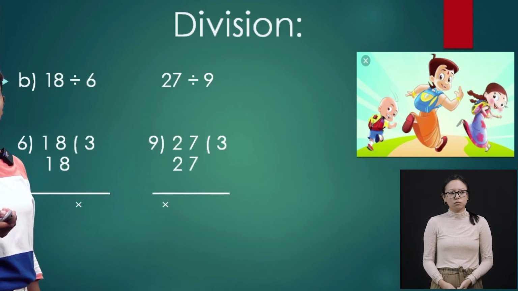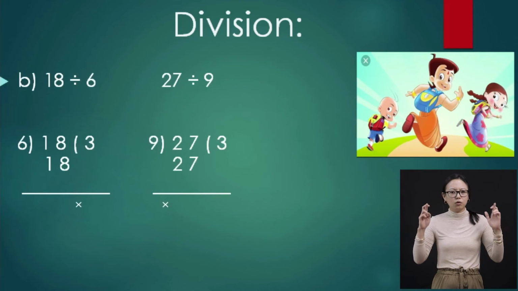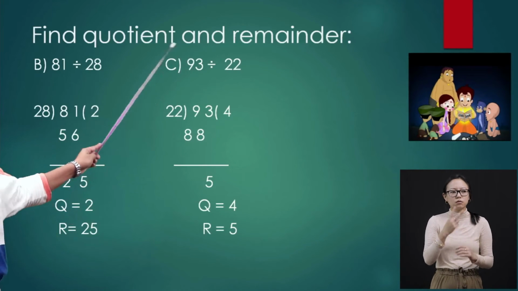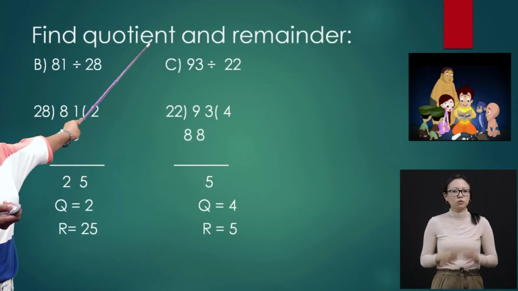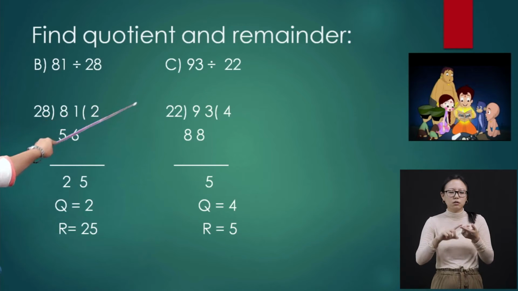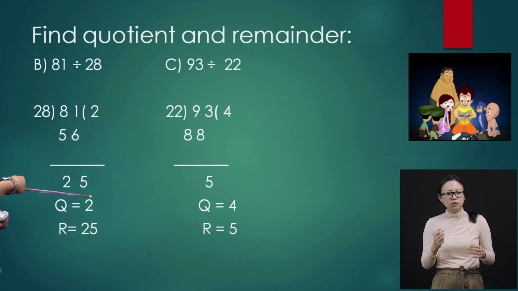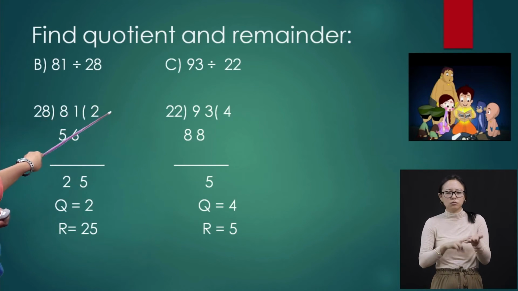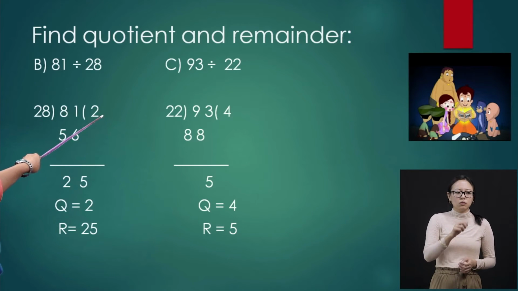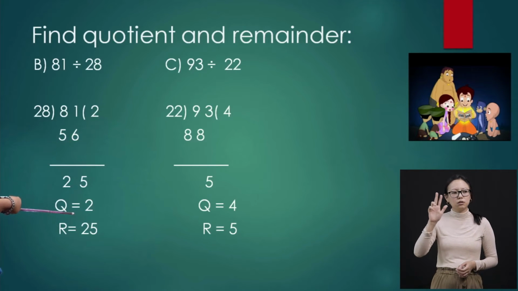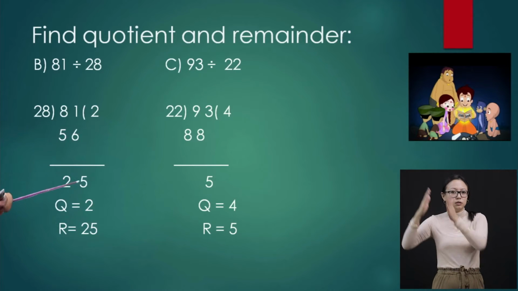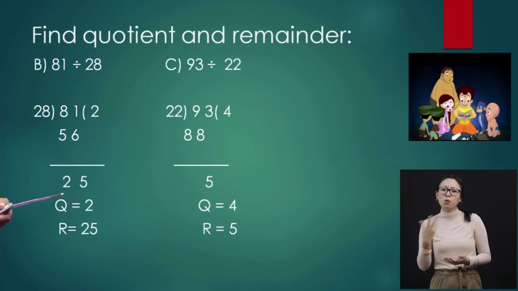I hope you are along with me, children. Okay, let's see the next question that you have. It is about find the quotient and remainder. So this is also division, but you need to find out the quotient and the remainder. The number of times that you put here during division on your right hand side is called quotient, and the number that you get after the subtraction is called remainder, right children?